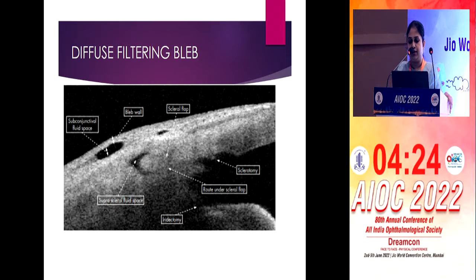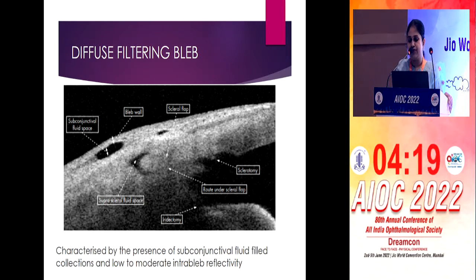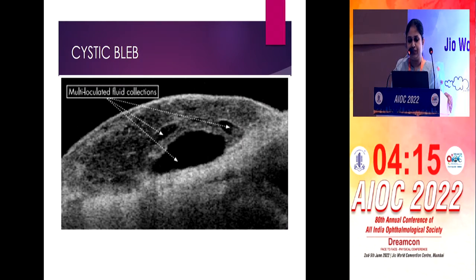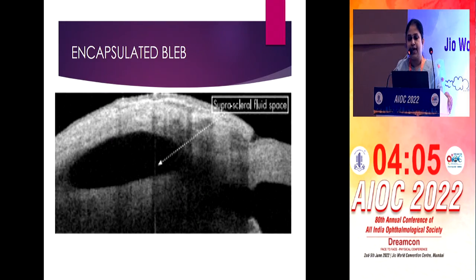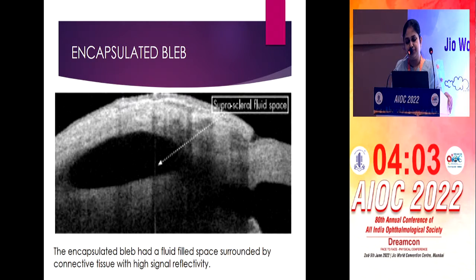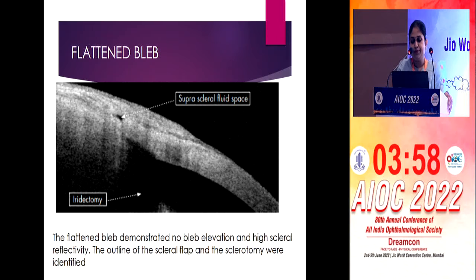So this is an OCT image of a diffuse filtering bleb. This is characterized by the presence of subconjunctival fluid-filled space collections with a low to moderate intrableb reflectivity. The cystic bleb is composed of a large hyperreflective area which is filled with multiple fluid collections of varying size and intensity. The encapsulated bleb has a fluid-filled space surrounded by a connective tissue with a very high signal reflectivity. Flattened bleb does not show any bleb elevation, but it has high scleral reflectivity, and the outline of the scleral flap and sclerotomy were identified.